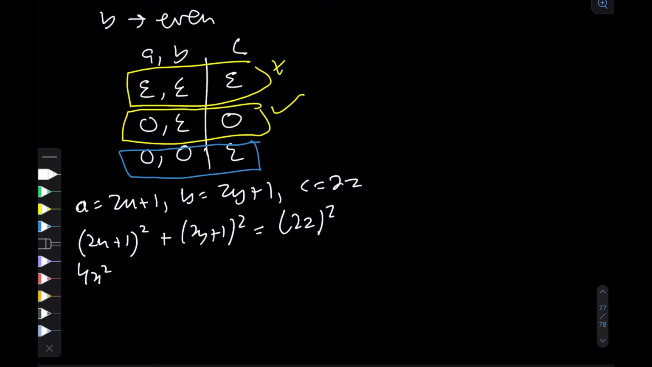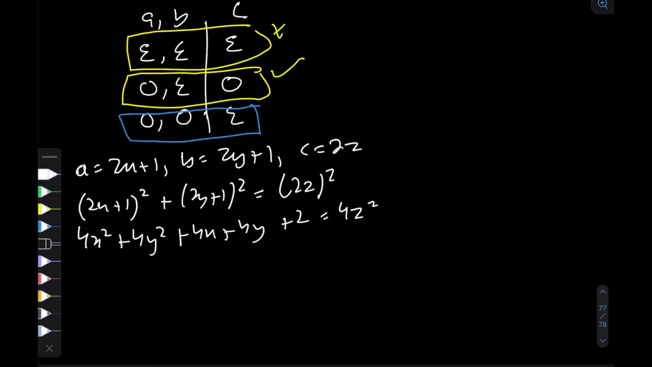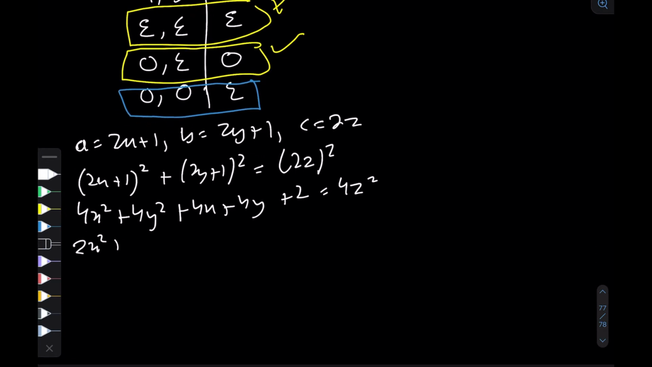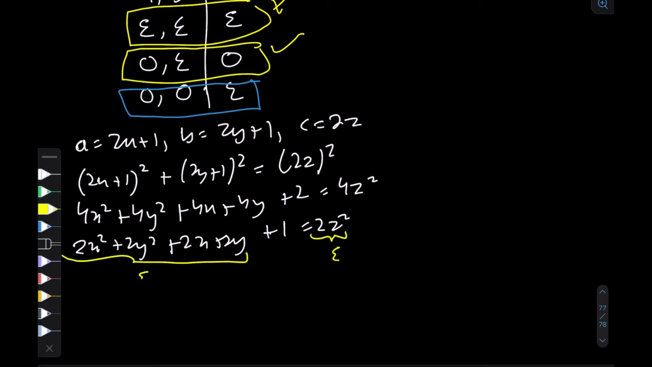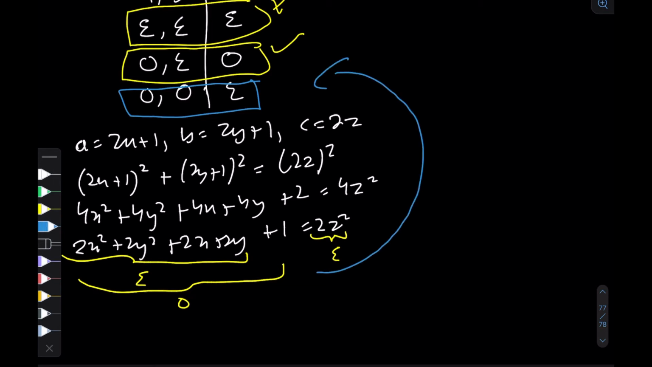that 4x squared plus 4y squared plus 4x plus 4y plus 2 must equal 4z squared. However, if I divide this by 2, 2x squared plus 2y squared plus 2x plus 2y plus 1 equals 2z squared. Here we have arrived at a contradiction because this is an even number. This portion is also even, but when you add 1 to it, this becomes odd. So an odd number can of course not be equal to an even number. And so this means that this can never be the case.